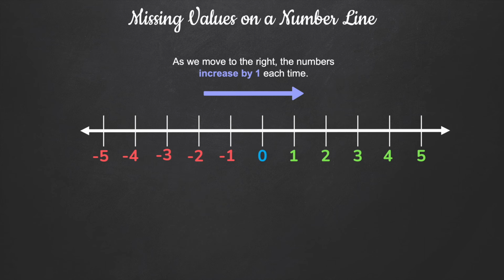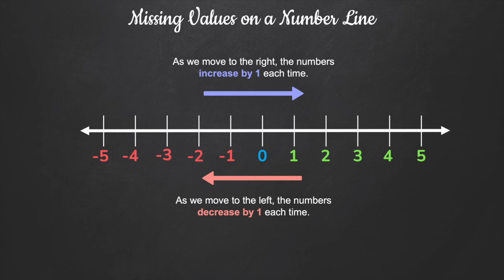So if we go to the right, notice that we're increasing by 1 each time. But as we go to the left, notice that we're decreasing by 1 each time. So the number line gets smaller to the left and bigger to the right. And each time the change is by 1.